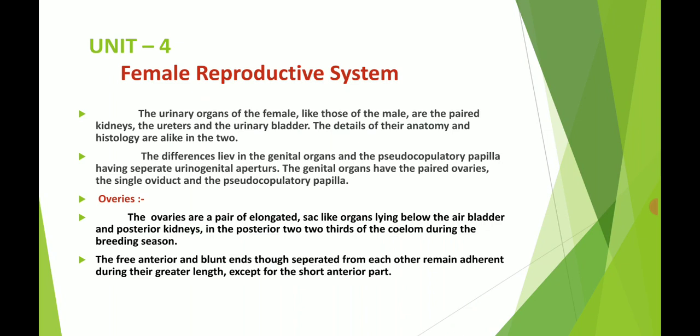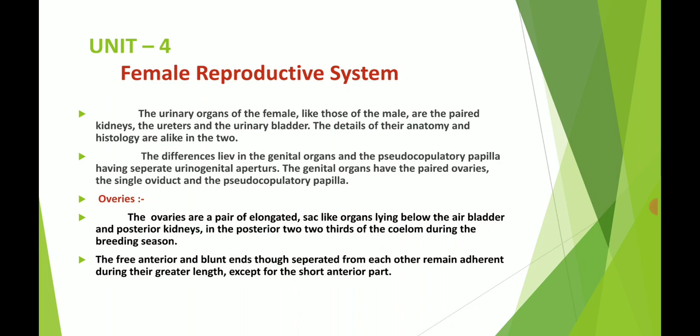In unit number 4, the topic is the female reproductive system. This reproductive system is related to the sexual dimorphism of fishes. Here we see the female reproductive system.